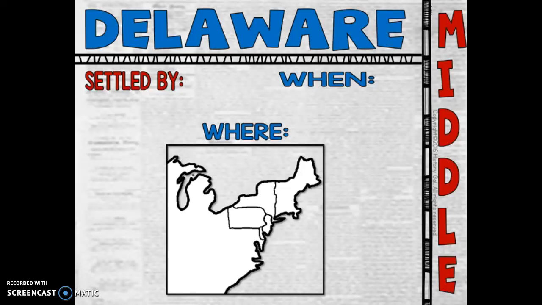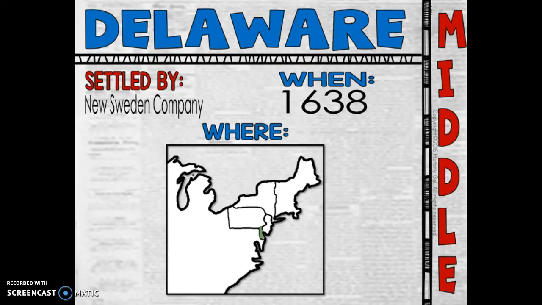All right, now we are turning to our last colony of the Middle Colonies, Delaware. Delaware was settled by the New Sweden Company in 1638. And Delaware is this tiny state right in between Pennsylvania, New Jersey, and Maryland.